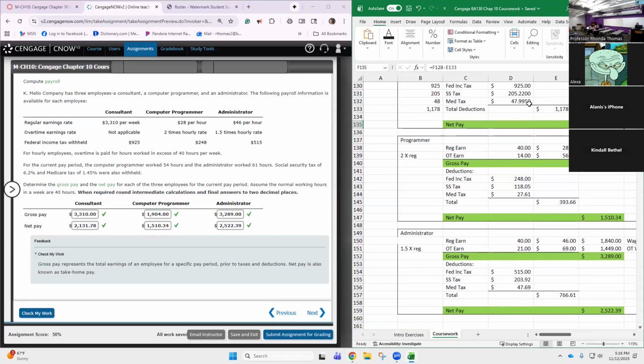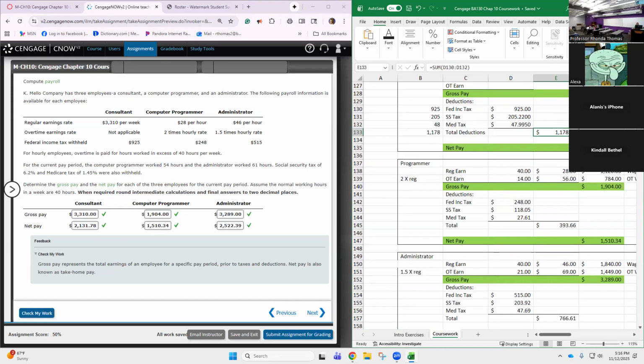Okay, this was supposed to come out... oh, look, my Excel was not calculating very well either. It gave me an extra penny. So I'm going to put 2131.78 right beside it. Sometimes Excel tries to help, but it didn't there.